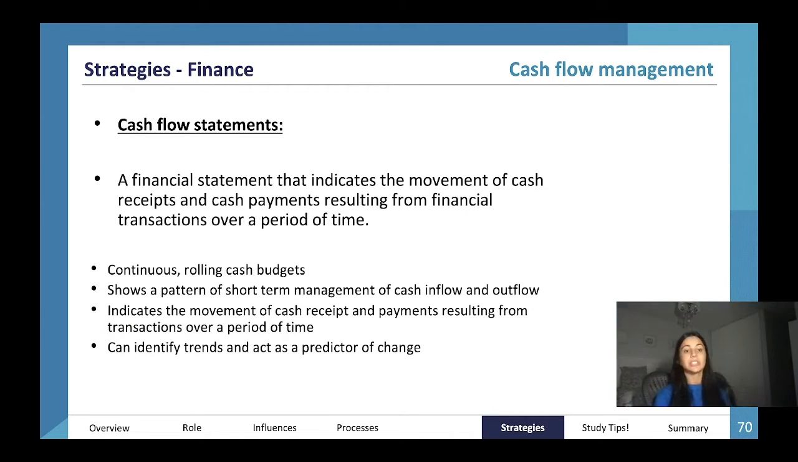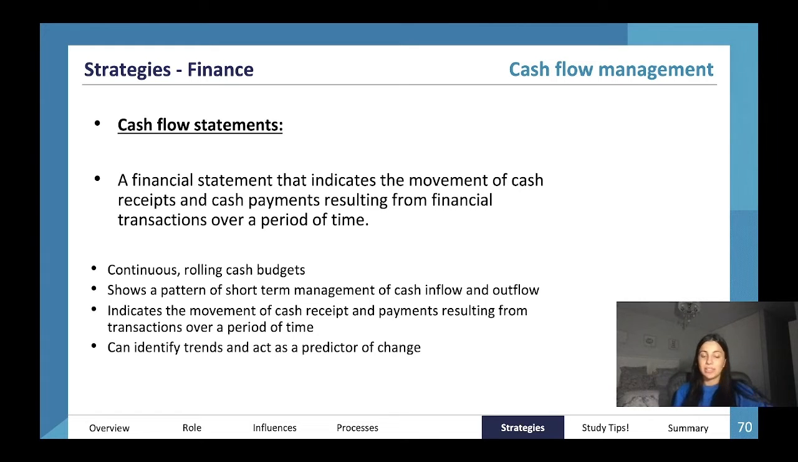So the first strategy is cash flow statements, which I think is pretty good to talk about as a strategy because you guys would have done that in year 11. So for the cash flow statement, it's a financial statement that indicates the movement of cash receipts and cash payments resulting from financial transactions over a period of time. It's a continuous rolling cash budget. It shows patterns of short-term management of cash inflow and outflow.